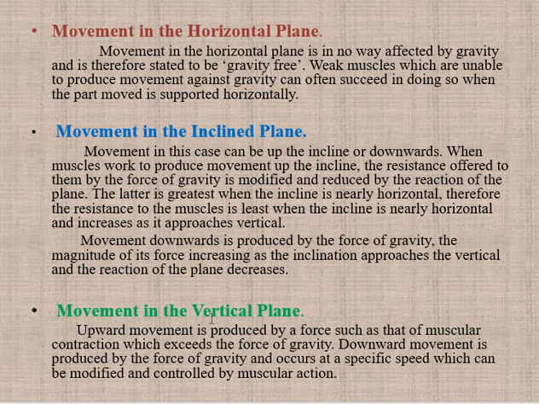Now look at movement in the vertical plane. Upward movement is produced by a force, such as that of muscle contraction, which exceeds the force of gravity, and downward movement is produced by the force of gravity and occurs at a specific speed which can be modified and controlled by the muscle action.